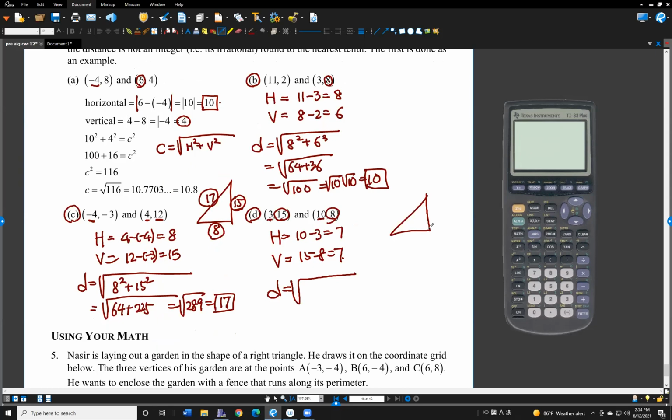And this is 7, this is 7, right? 7 squared plus 7 squared. That is how much? 7 squared is 49, another 49, 98, square root 98. Use, okay, calculate. Square root 98. How much? Around 9.9, okay? It's gonna be 9.9.